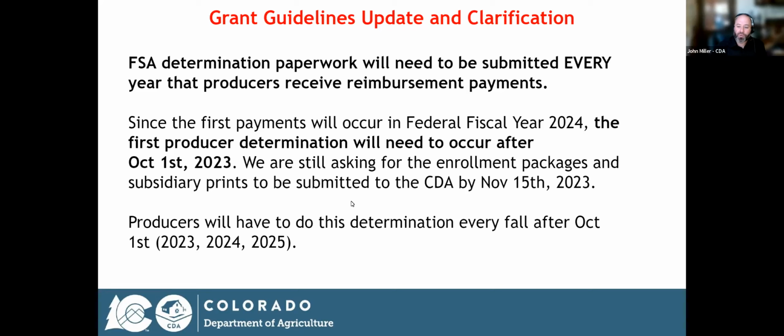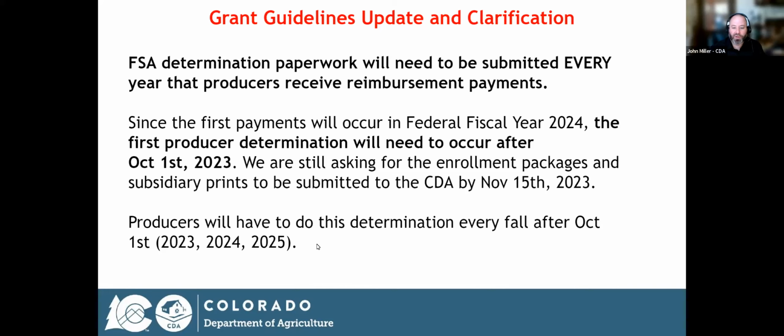We're still asking for the enrollment packages and the subsidiary prints, which are the printout of their FSA paperwork. We're still asking for all that to be submitted by November 15th of 2023. So you would be well advised to begin their enrollment process once you get your contracts. Don't wait until after October 1st. Start getting those folks enrolled and go through the initial consultations and discussions with them about what they want to do. And then just let them know that they're going to have to get in there after October 1st and before November 15th to fill out that FSA paperwork in the FSA office.